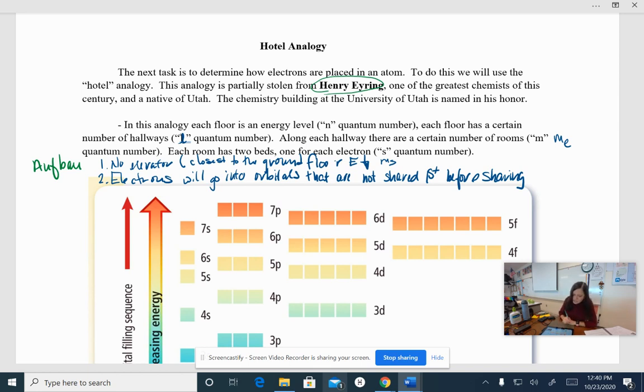And then this second rule where the electrons are going to go into empty orbitals of the same energy level before they share, okay, or different orbitals before they share. This is called Hund's rule.